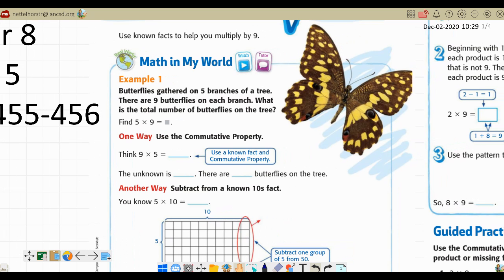Okay, so let's look at example 1. Remember, we use our 3-read whenever we do a word problem. Butterflies gathered on some branches of a tree. There are some butterflies on each branch. So I see a tree, it has branches, and there are butterflies on the branches. Because it says each branch, I'm going to assume that there's the same number of butterflies on each branch. Okay, so let's read it with the numbers this time.